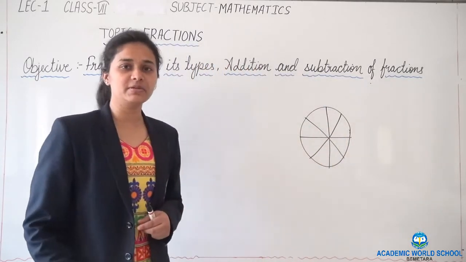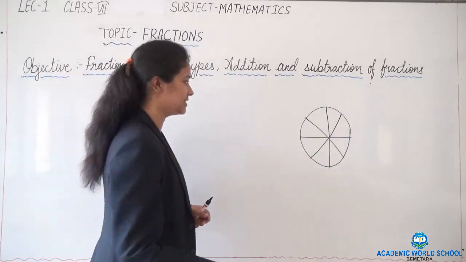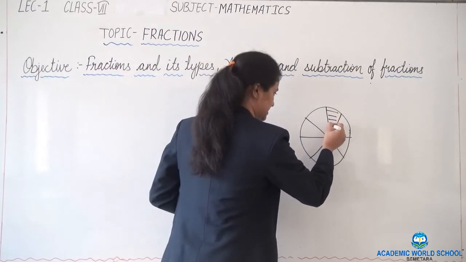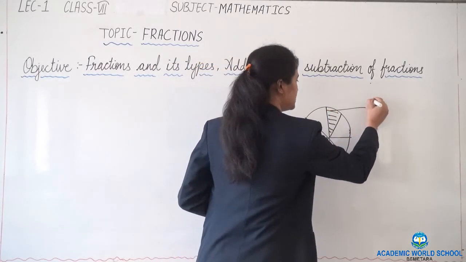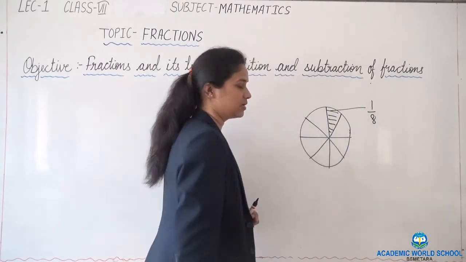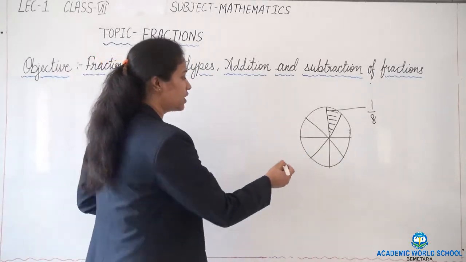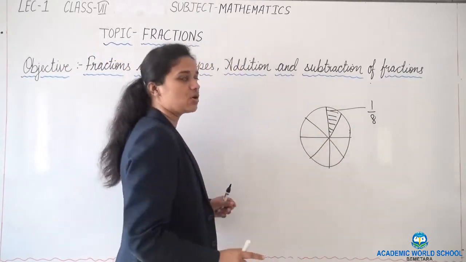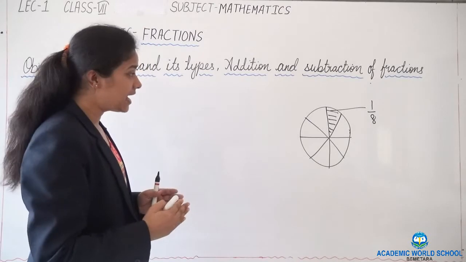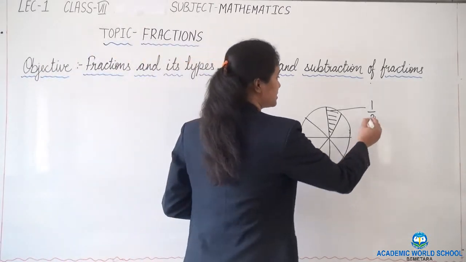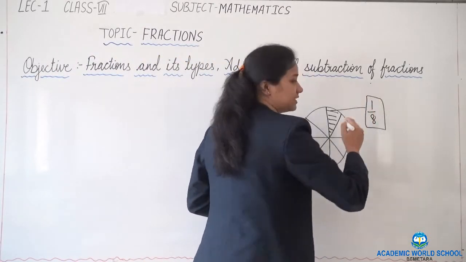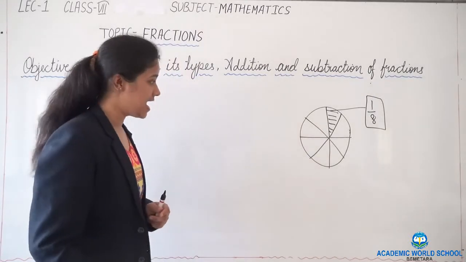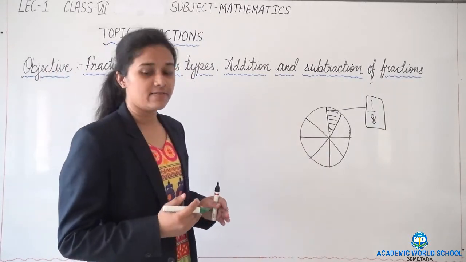Means the cake has been divided into 8 slices. Each slice is 1 by 8. Why 1 by 8? The whole quantity in fraction is always 1. As we have divided into 8 parts, so each part gives us 1 by 8. So this is how we get fractions.